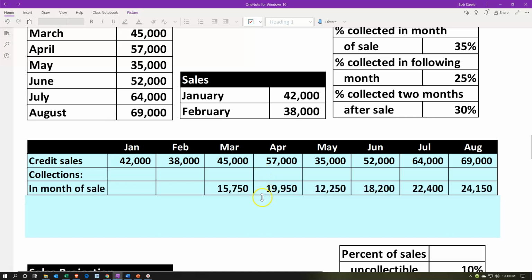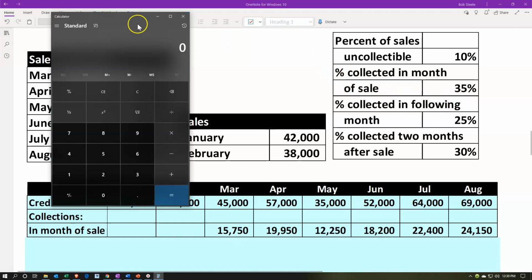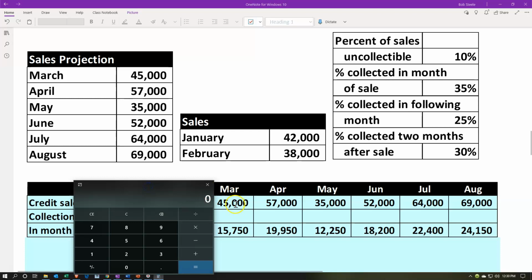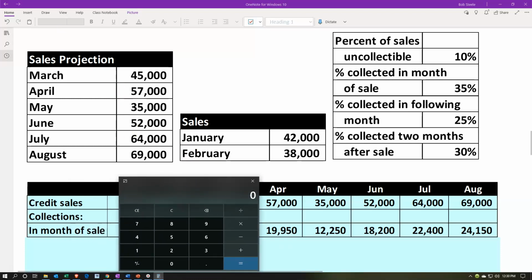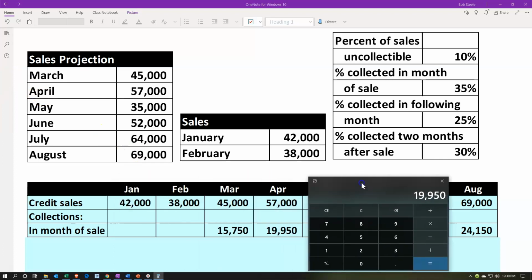Then we're going to say collections. That's where we want to focus in on. We have the month of sale. In the month of sale, we're collecting 35% in the same month of the sale. So that one's pretty straightforward because we're working in the same column. Meaning I'm just going to take the sales number, 45,000 times the 0.35 gives us the 15,750. And then we're going to pick up the 57,000 times the 0.35, which is 19,950, and so on and so forth till we get here.